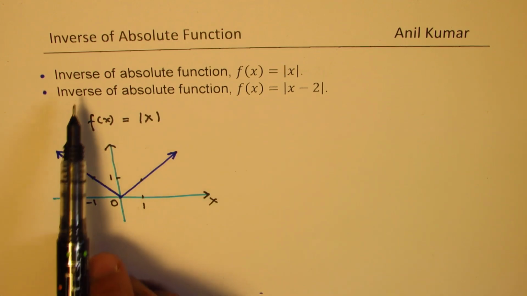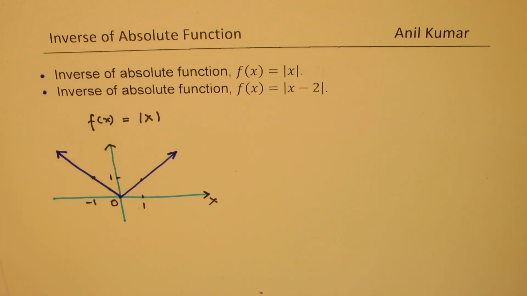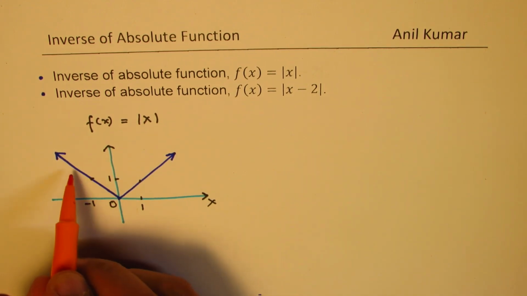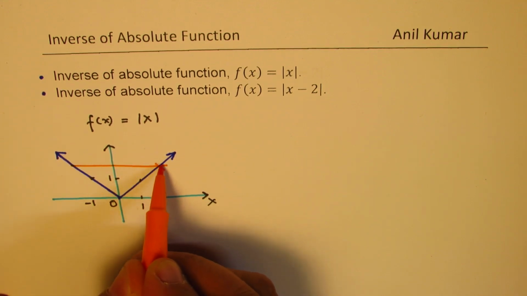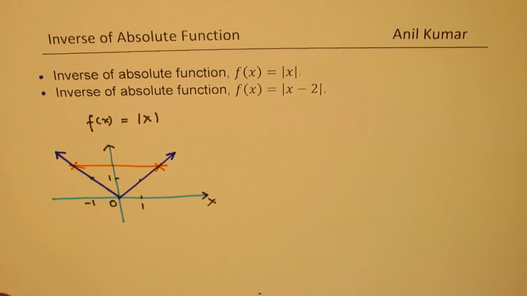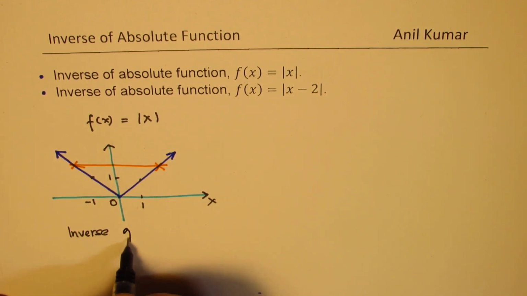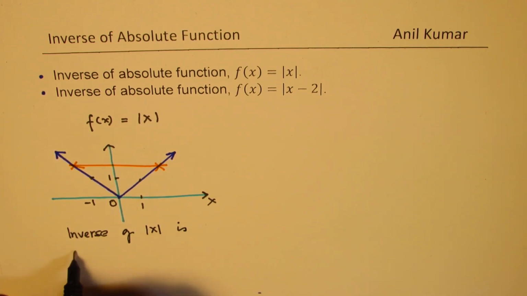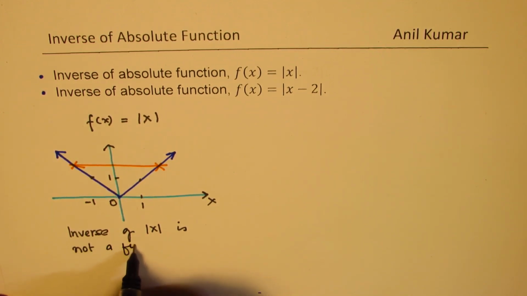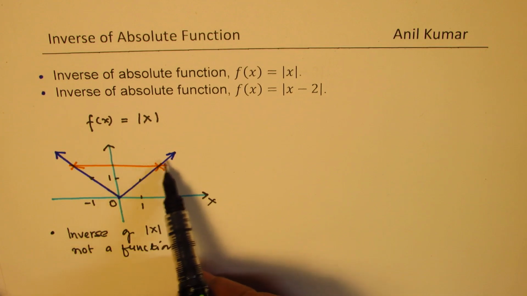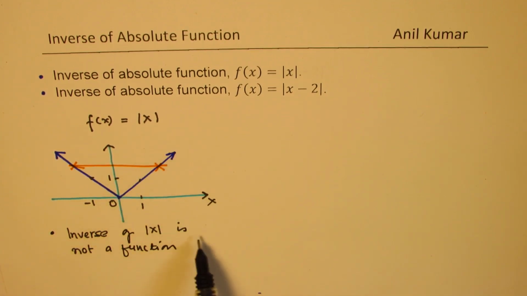Now we need to find inverse of this function. One thing is very clear: if I draw a horizontal line, it intersects at 2 points, and that clearly indicates that inverse of absolute x is not a function. Is that clear? If I do inverse of this function, we'll get something like this, which will fail the vertical line test, right?